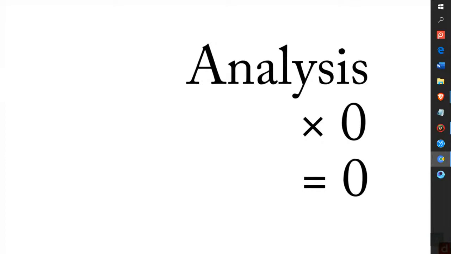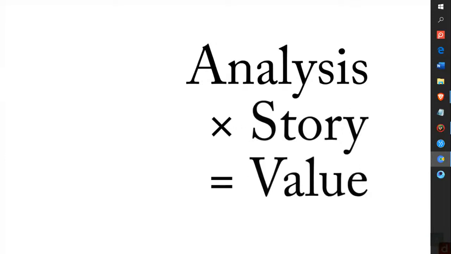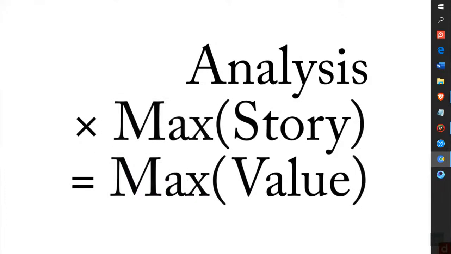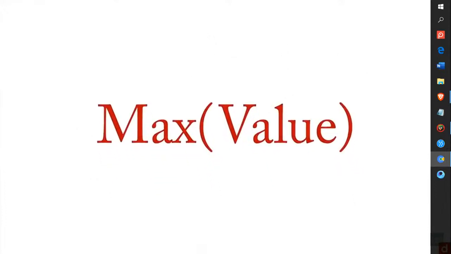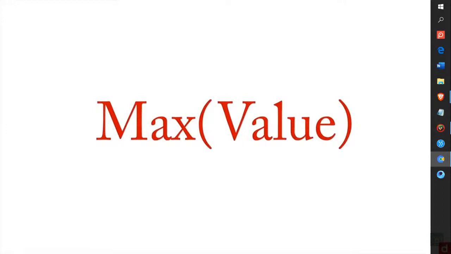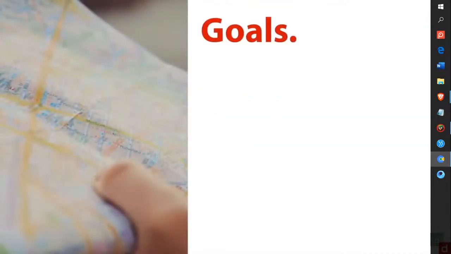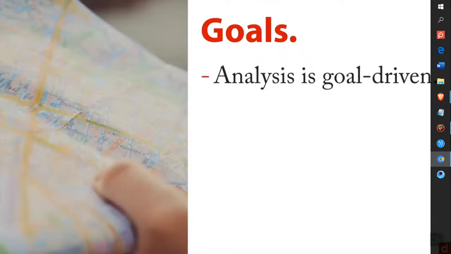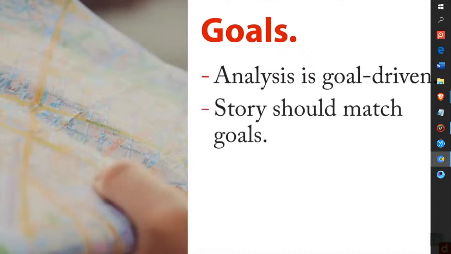So instead of that, let's go back to this and say what we really want to do is we want to maximize the story so that we can maximize the value that results from our analysis. Again, maximum value is the overall goal here. The analysis, the tools, the tech are simply methods for getting to that goal. So let's talk about goals, for instance. Analysis is goal driven. You're trying to accomplish something specific. And so the story or the narrative or the explanation you give about your project should match those goals.